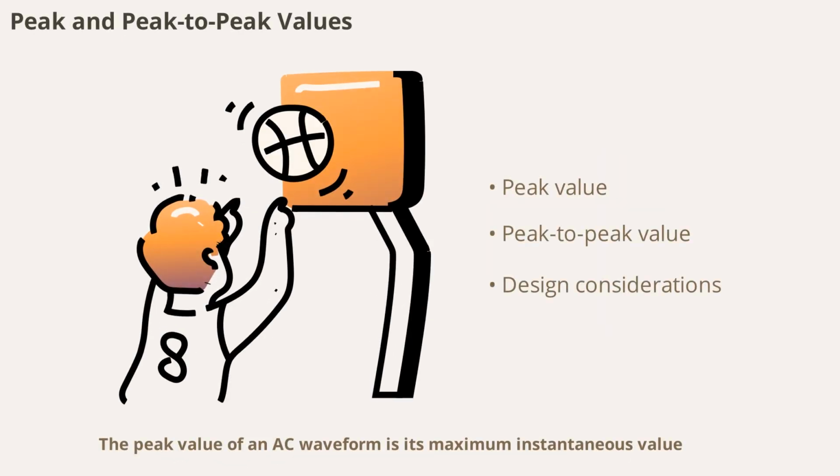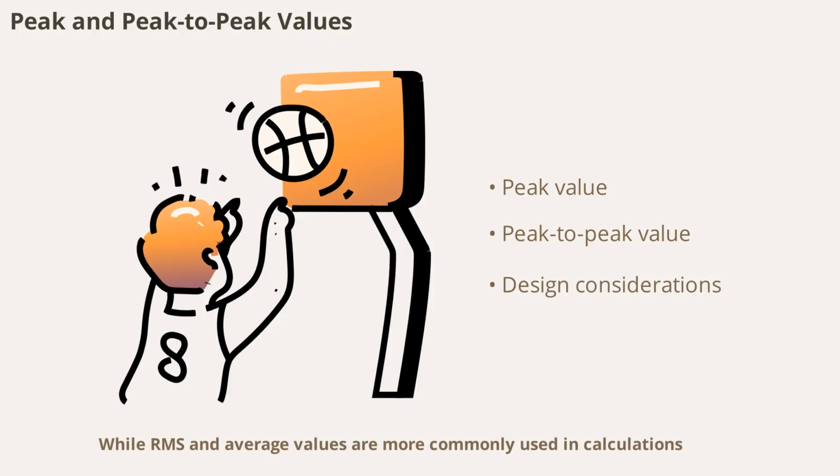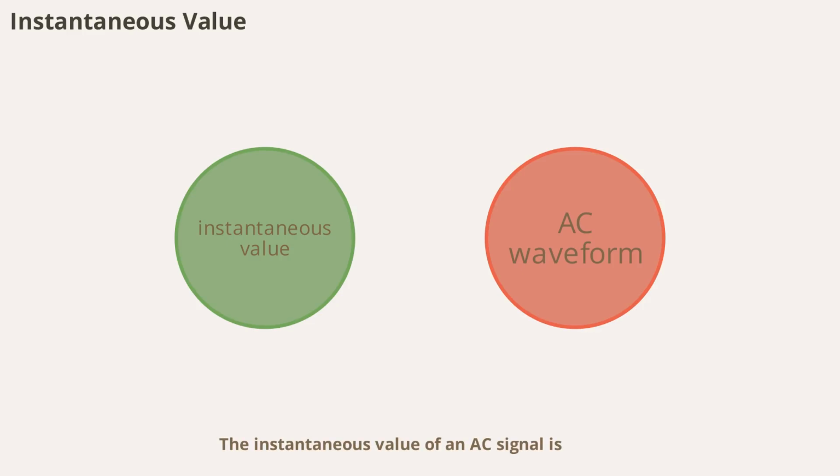Peak value of an AC waveform is its maximum instantaneous value, either positive or negative. The peak-to-peak value is the total distance from the maximum positive to the maximum negative value. These values are important for understanding the voltage or current extremes that a circuit must handle. While RMS and average values are more commonly used in calculations, peak values are crucial for designing safe and reliable electrical equipment.